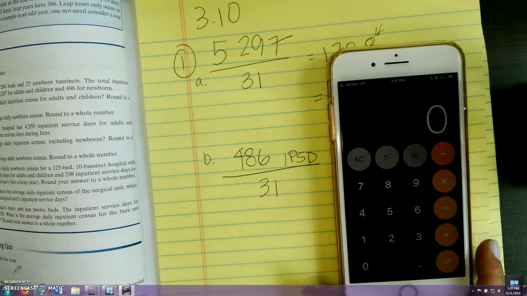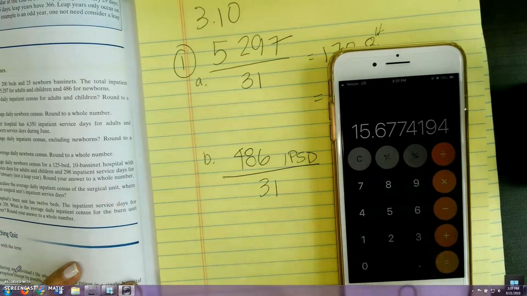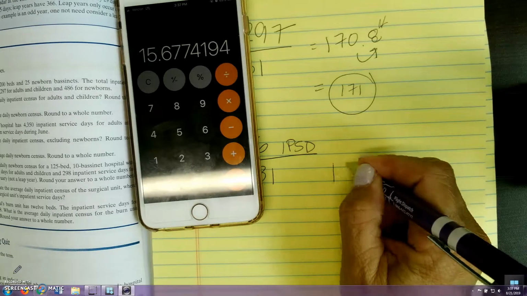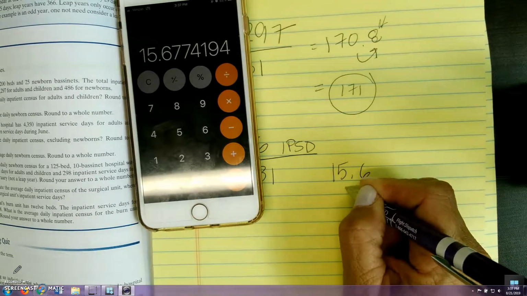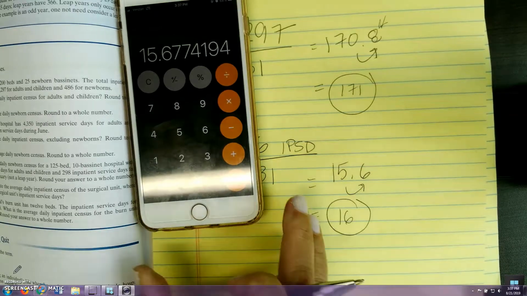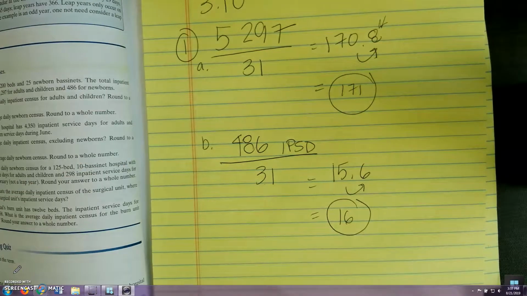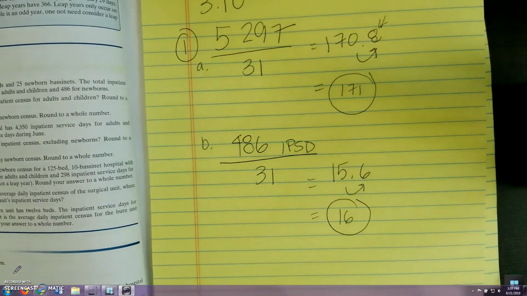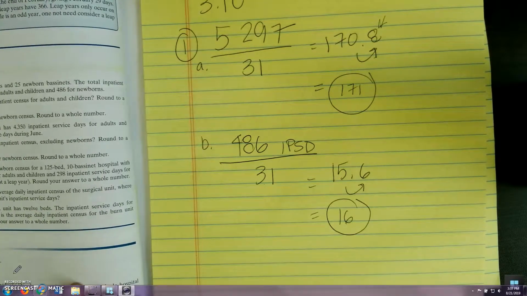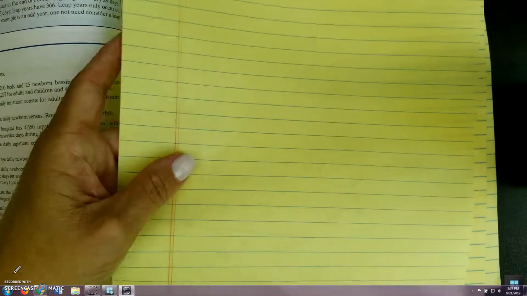So I'm going to bring my calculator up again. 486 divided by 31, and you get 15.6. Remember, we look to our next door neighbor, so our final answer is going to be 16. Hopefully for number 1, A and B, that's the answer you got. You check the back of the book, and it says the same thing, and we're all on the same page. So let's whip on over to number 2.